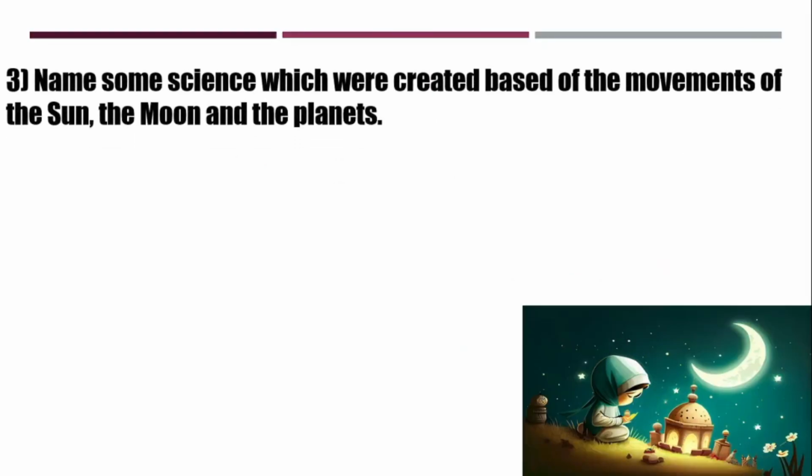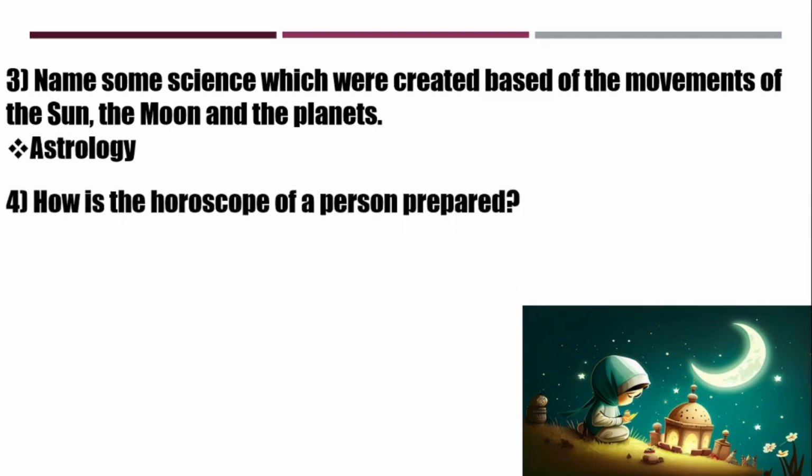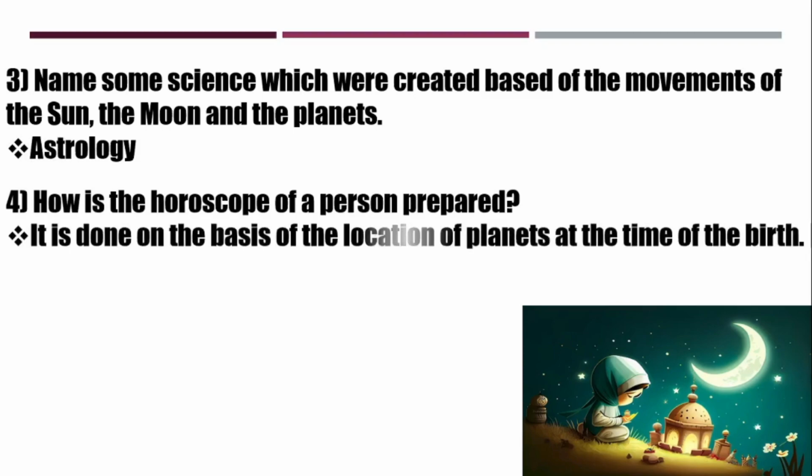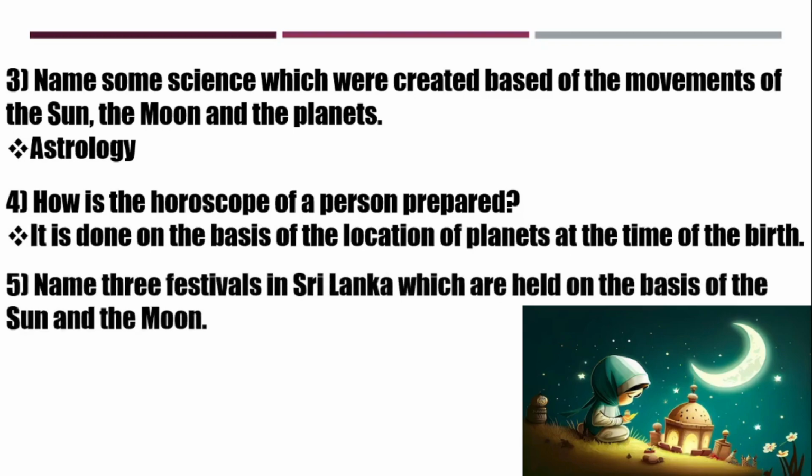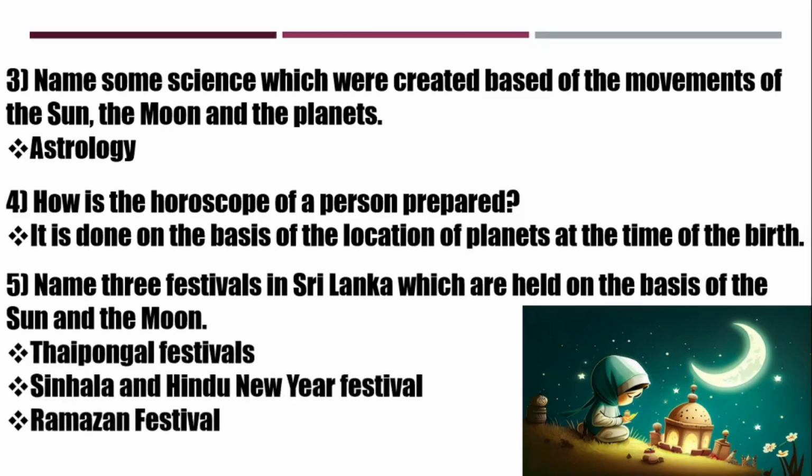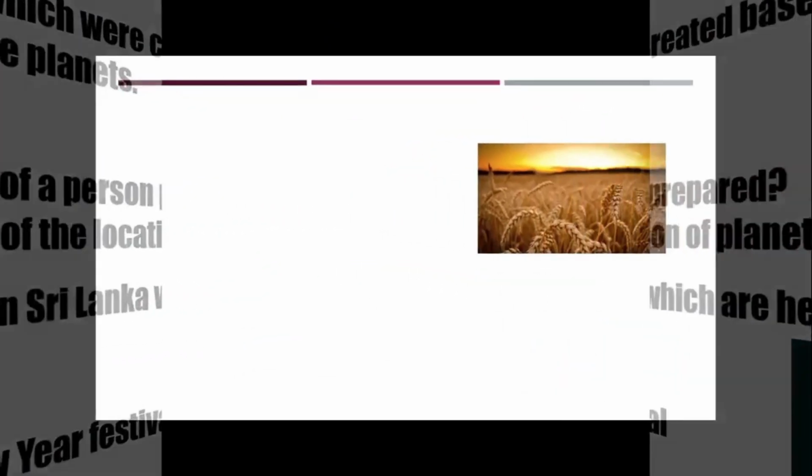Name some sciences which were created based on the movements of the Sun, the Moon, and the planets. Astrology. How is the horoscope of a person prepared? It is done on the basis of the location of planets at the time of the birth. Name 3 festivals in Sri Lanka which are held on the basis of the Sun and the Moon. Thai-Pongal festival, Sinhala and Hindu New Year festival, Ramazan festival.